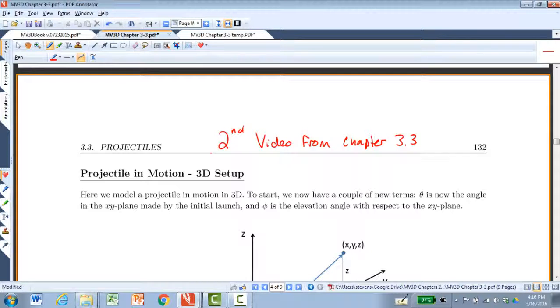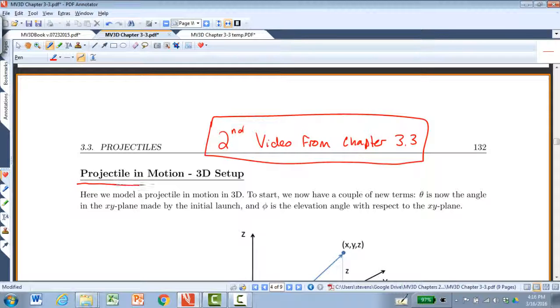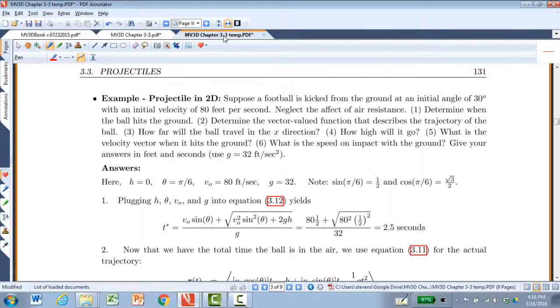This is our second video from this chapter, right? And in this one we're going to talk about the projectile in motion in 3D. The first video from this chapter talked about the projectile in motion in 2D, and I'll just go back to that for a second. This is just the example from the first video.